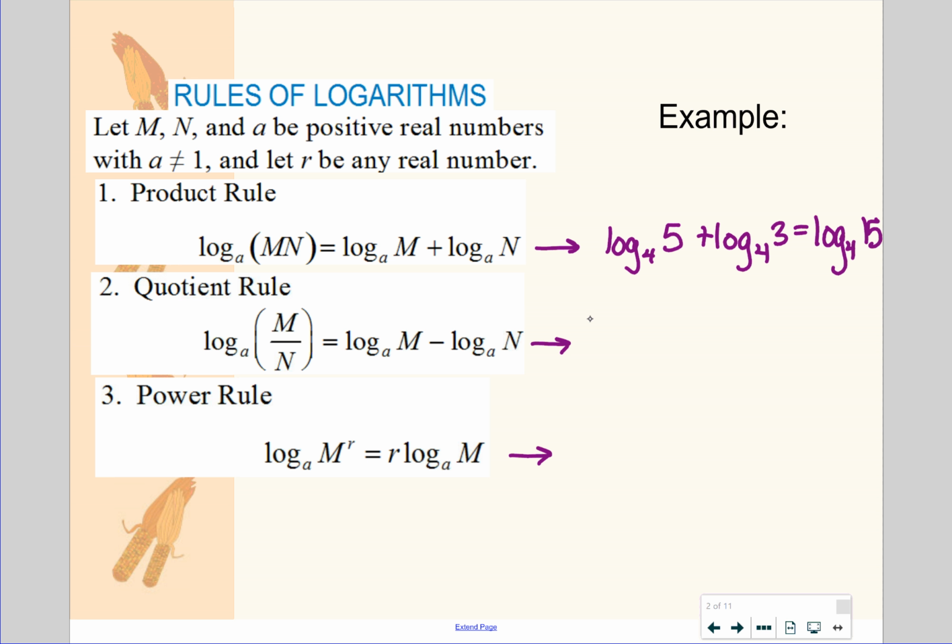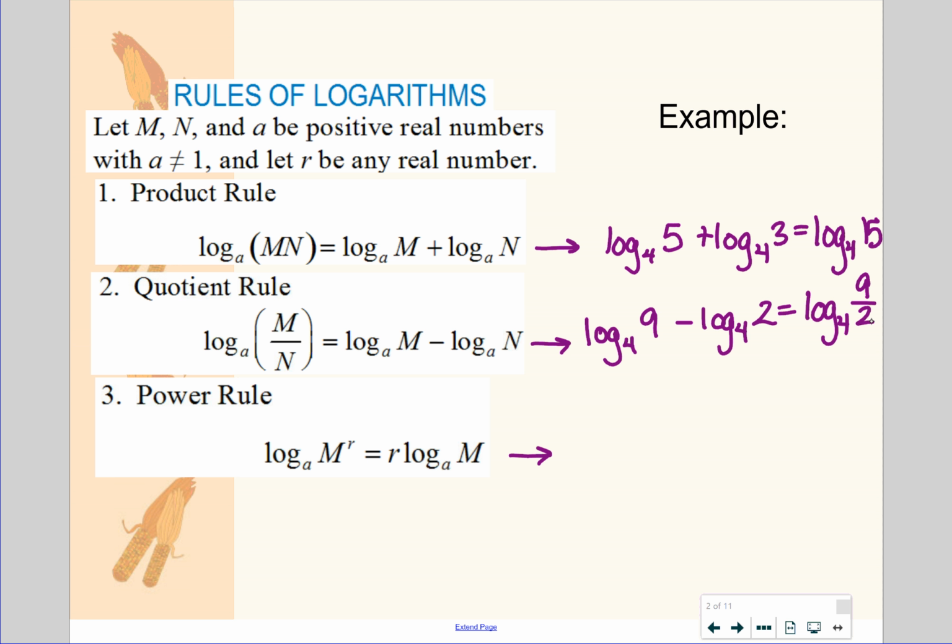Quotient rule, again, they need to be the same base. So let's say I have log base 4 of 9 minus log base 4 of 2. I can combine those together by keeping my log base the same, still a log base 4, and then I divide my numbers. Subtraction order is important. Whatever's in the first log needs to be your numerator, 9. Whatever's in the second log needs to be your denominator, 2, and then you could write that as 4.5 if you wanted to.